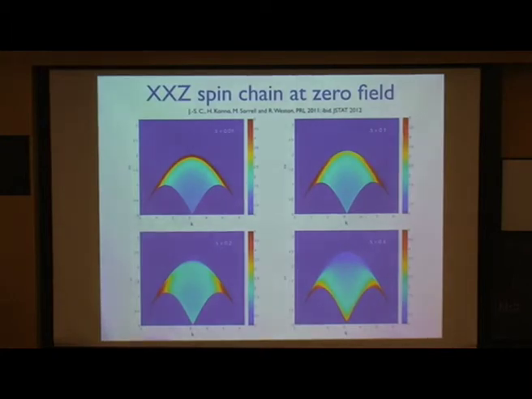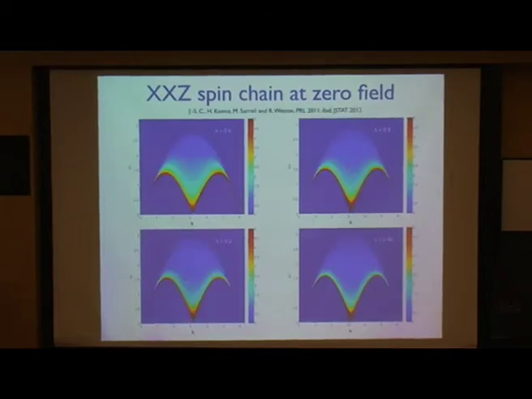So then you can study many things. For example, here these are the zero field correlations for XXZ chains at different values of the anisotropy, and then you can characterize how the correlation weight shifts from one place to the other as you crank up the anisotropy, and then you get back to the XXX point. Okay, so this is just to show you how much physics we can get out of that.